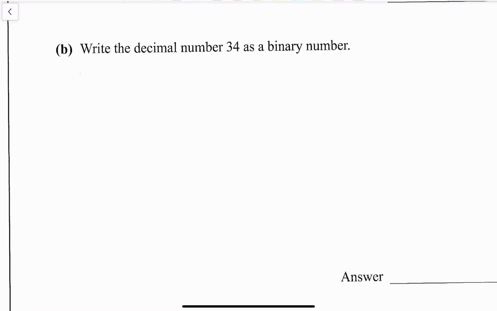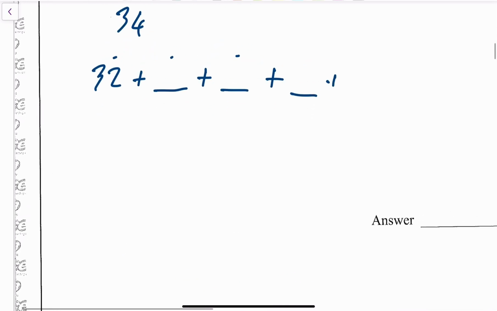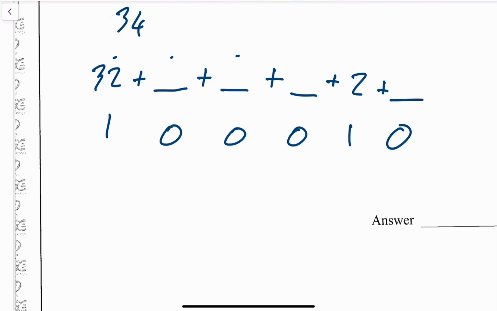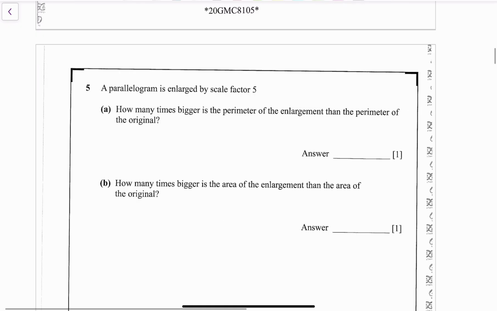Next one says, write the decimal number 34 in binary. 32 is the biggest power of 2 which fits in. 16 wouldn't fit in, 18 wouldn't fit in. 32 fits in. 16 wouldn't fit in. 8 wouldn't fit in. 4 wouldn't fit in. And 2 would fit in. And then your 1 wouldn't fit in. So then underneath, that one's switched on, that one's off, that one's off, that one's off, that's on, and that's off. So it is just your answer then. Just write it in there as well. Remember, 1, 0, 0, 0, 1, 0.